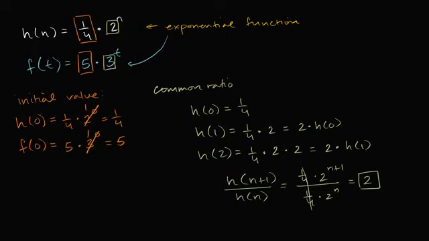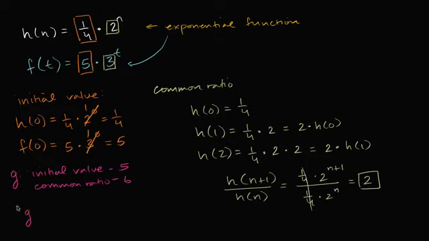If we were to go the other way around, if someone said, hey, I have some function, let's call it g, whose initial value is 5, and someone were to say its common ratio is 6, what would this exponential function look like? And they're telling you this is an exponential function.